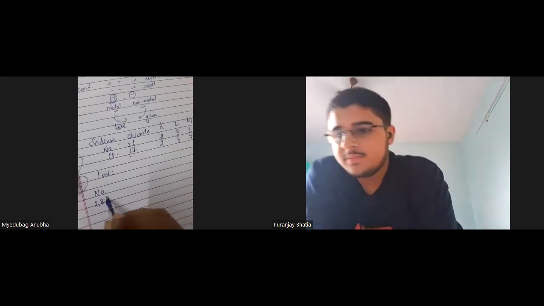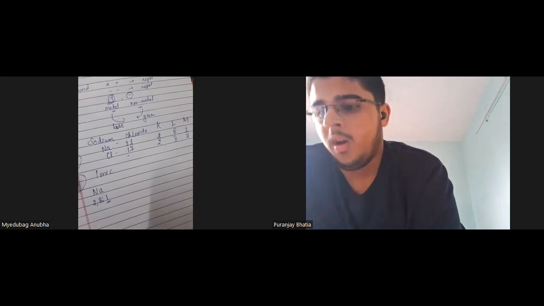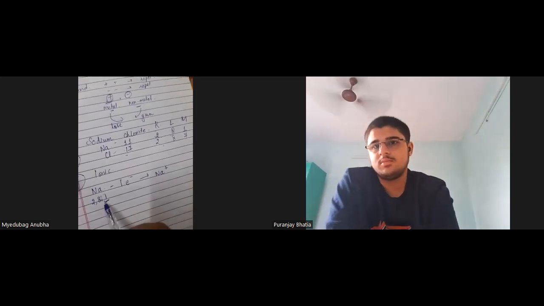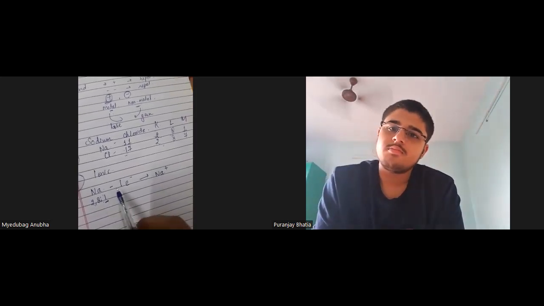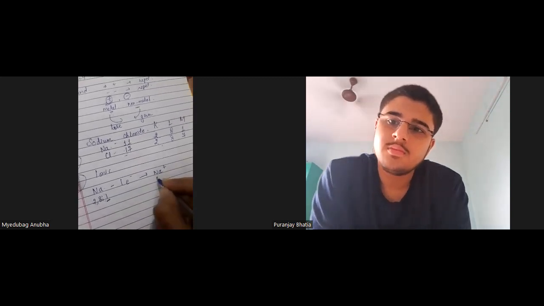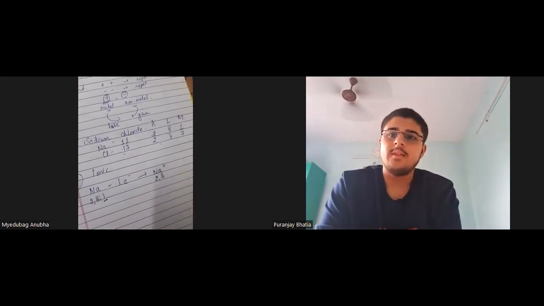So to make sodium stable, it needs to lose one electron, right? So when it is losing one electron, we show it with the help of an equation like this. Now what this equation is denoting is that the sodium which was 2, 8, 1 has lost its one electron to become stable. So here now it has become 2, 8.